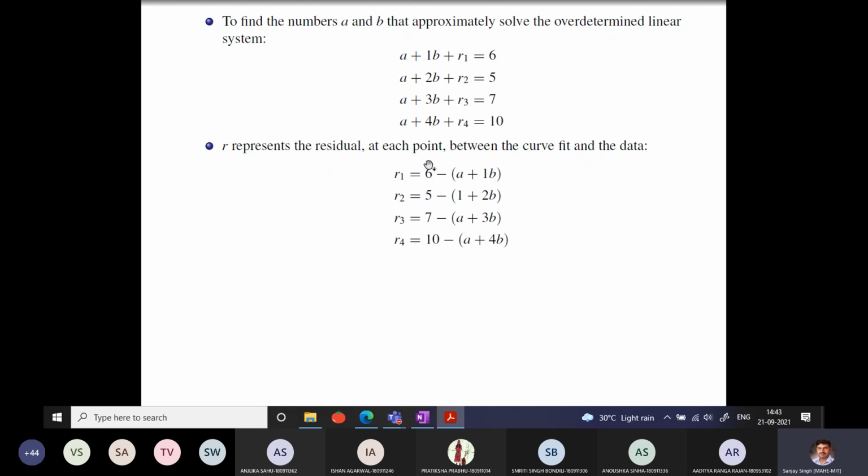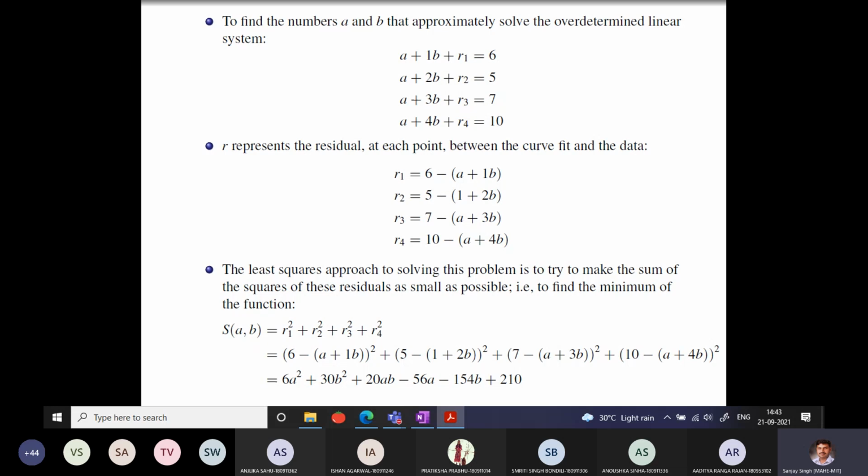So the difference between the desired value and the actual value will give the error for the first data point, similarly second data point, third and fourth data point as well. Now our question comes something like this. The least square approach to solve this particular problem is to try to make the sum of the squares of this residue as small as possible. Means the linear least square problem is simple.